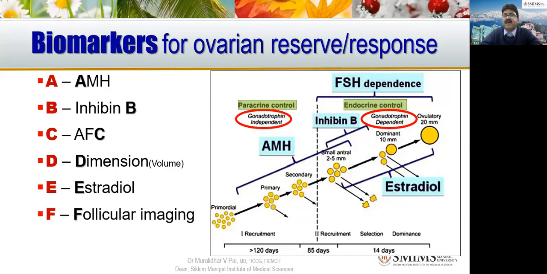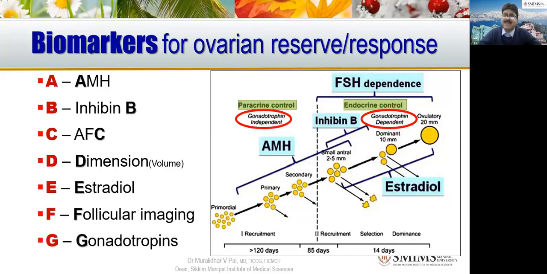F for follicular imaging. Of course, follicular imaging goes with the antral follicular count, but not just that. Later, we want to monitor these follicles, how they grow, whether they become primordial, whether they become graafian follicles, how many of them are there, whether it goes in for OHSS. Follicular imaging is a very important biomarker. And then, of course, G for gonadotropins, FSH.